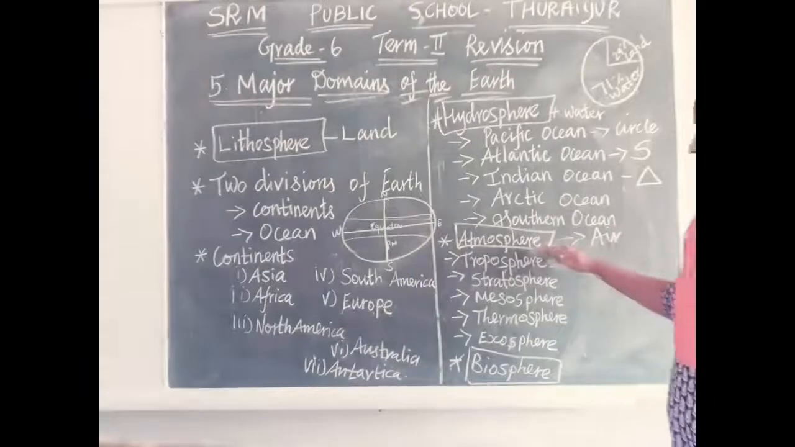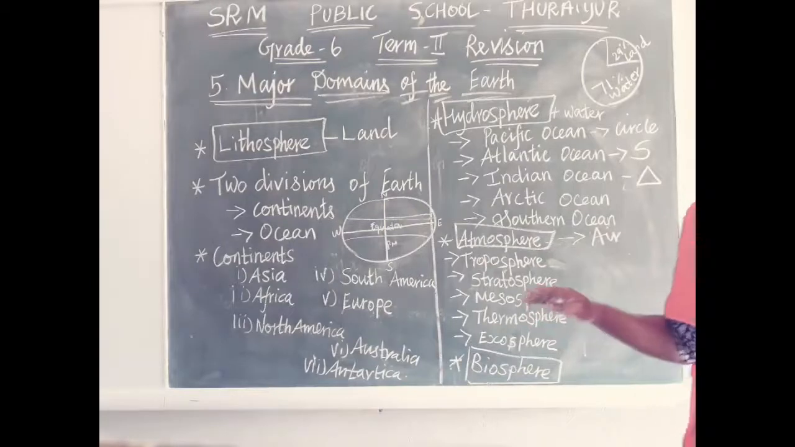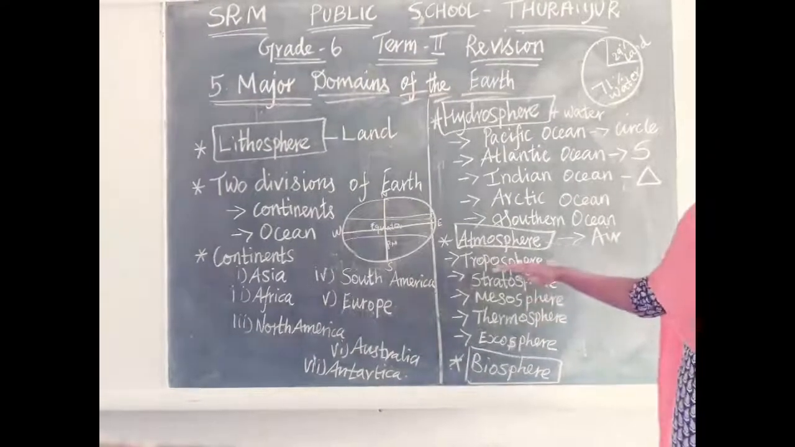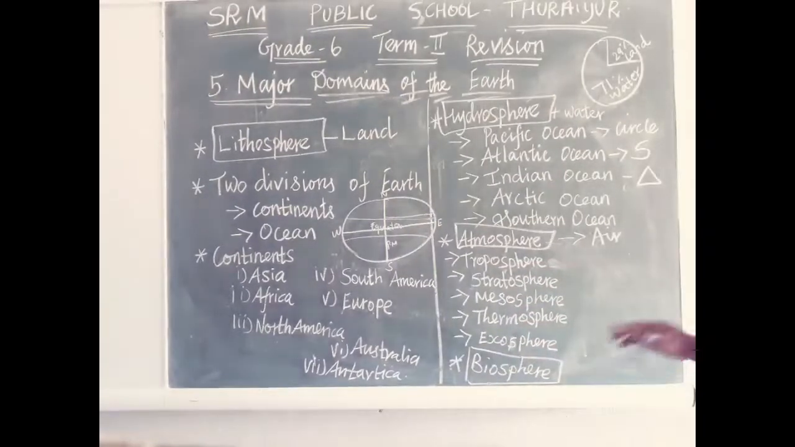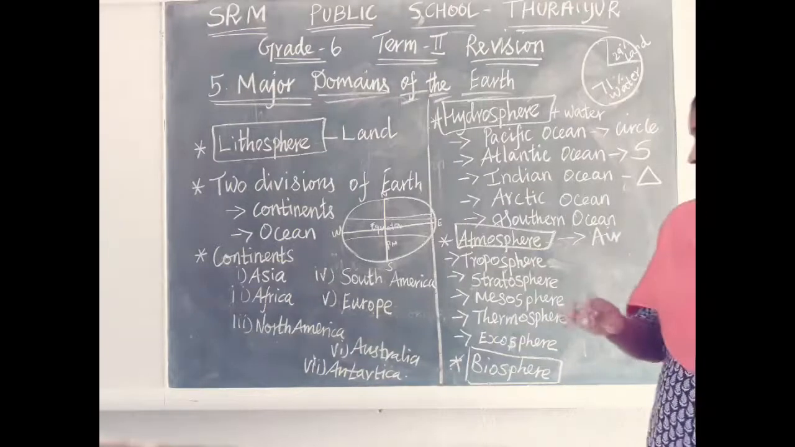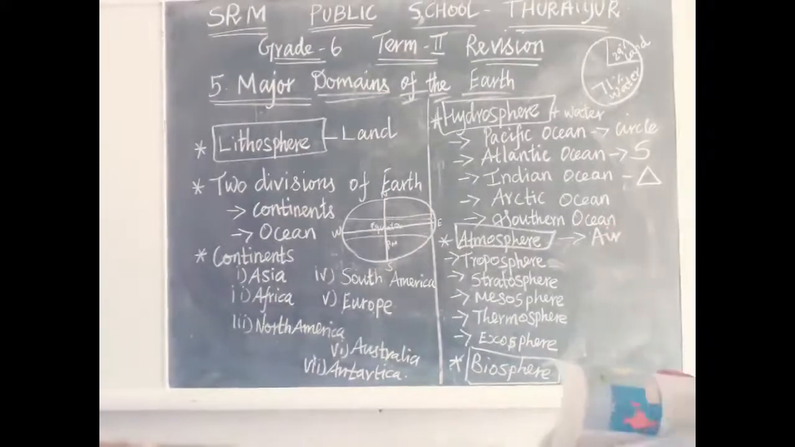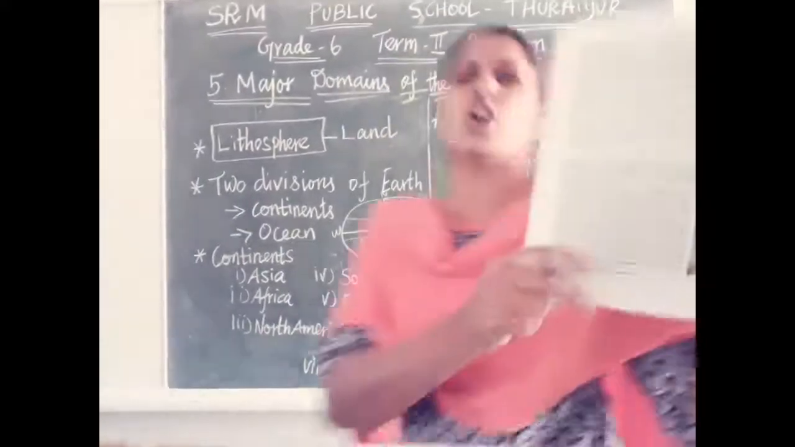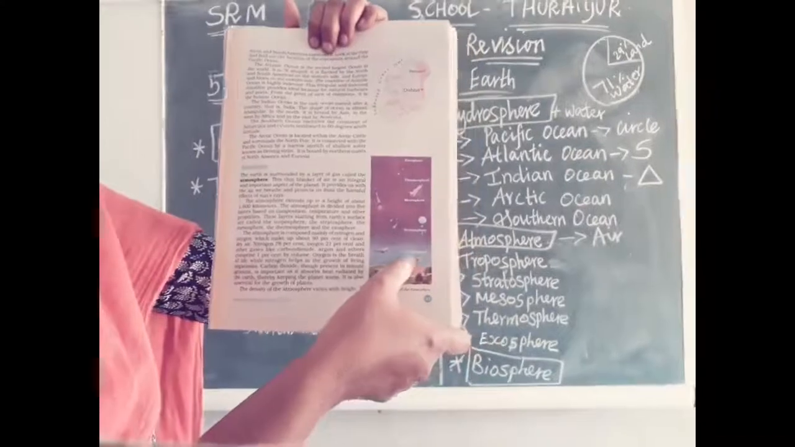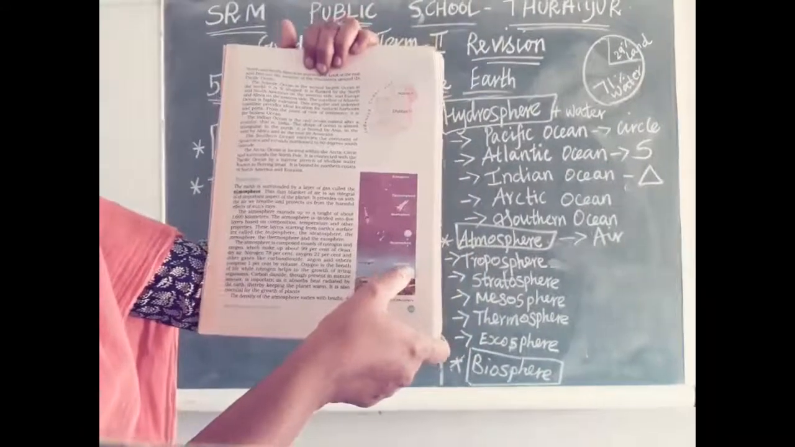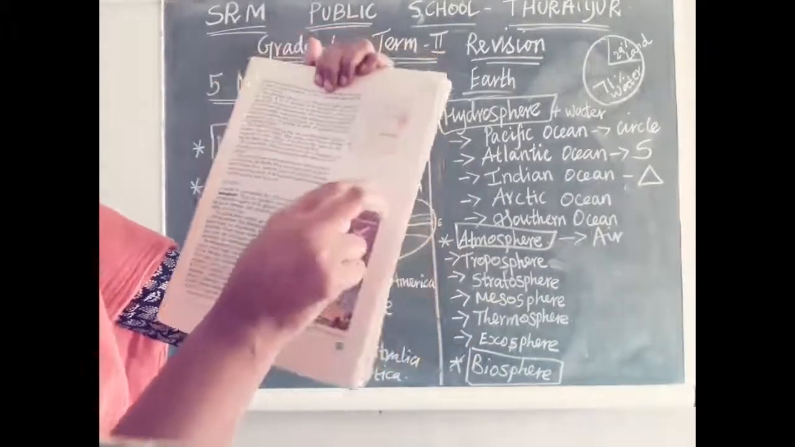We can divide the atmosphere into 5 different layers: troposphere, stratosphere, mesosphere, thermosphere, and exosphere. Which layer is very close to the Earth's surface? That is called the troposphere. The next layer after the troposphere is the stratosphere, then the mesosphere, thermosphere, and exosphere.